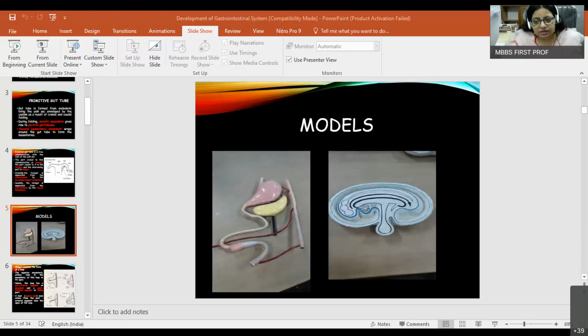Now this foregut is open to the exterior after the dissolution of this stomodeum or the buccopharyngeal membrane, and it opens to the exterior, whereas the cloaca is separated from the outside by the cloacal membrane. So this dissolves and the anal opening is open to the exterior, right?